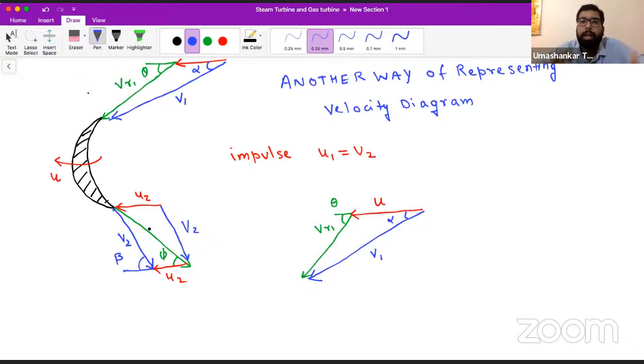There is no principle of vector, I know as well. So this is how you make the vector diagrams in general. I'm just trying to correlate it with it.